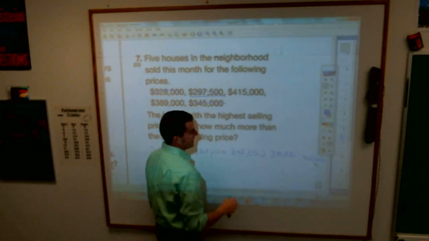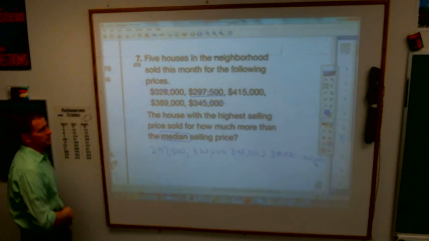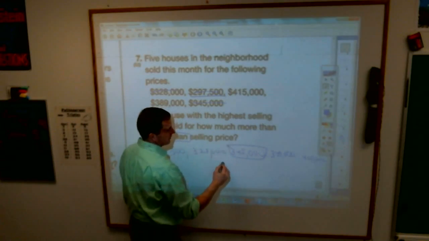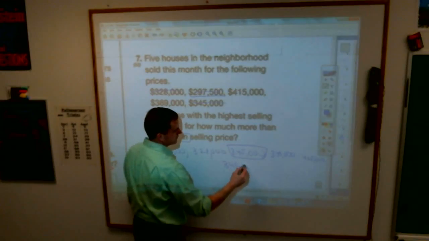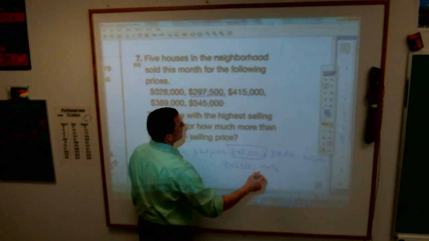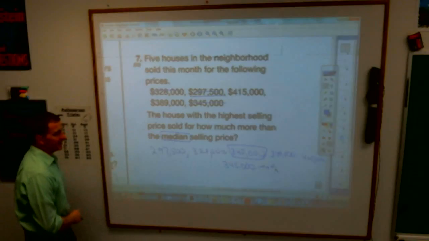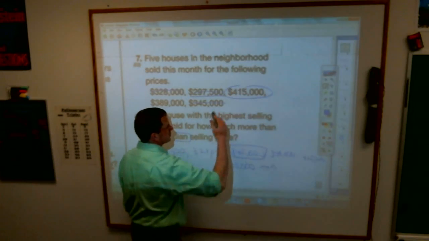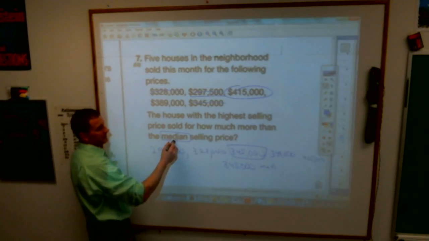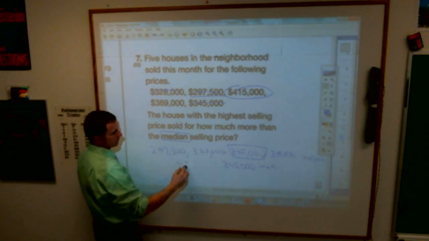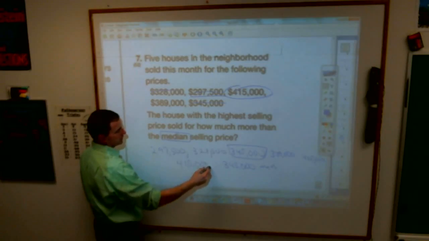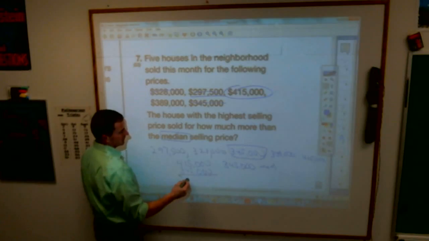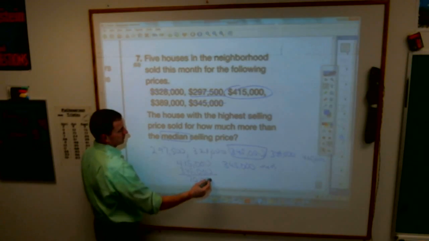Fortunately for all of us, it's an odd number. What is in the middle of 5 numbers? I have 5 houses there, so 5 prices. Here is your median. 345,000 is your median. It said the house with the highest selling price, which was this, sold for how much more than the median? So you have to do your subtracting. 415,000 minus 345,000. I believe it is 70,000 if I do the math right.